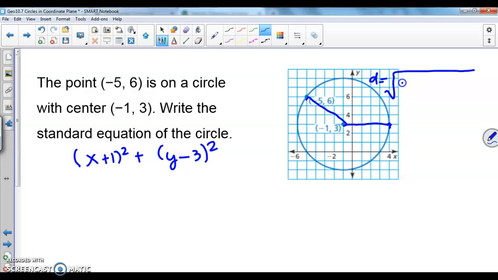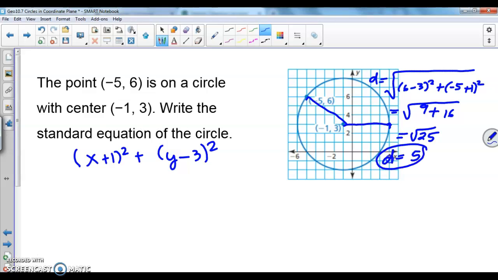You get 6 minus 3 squared plus -5 minus -1, so that turns to +1 squared. Now 6 minus 3 is 3. If you square 3, you get 9. So this is the square root of 9 plus -5 plus 1 is -4. If you square -4, you'll get positive 16. So this is equal to 25. But the square root of 25 is 5.